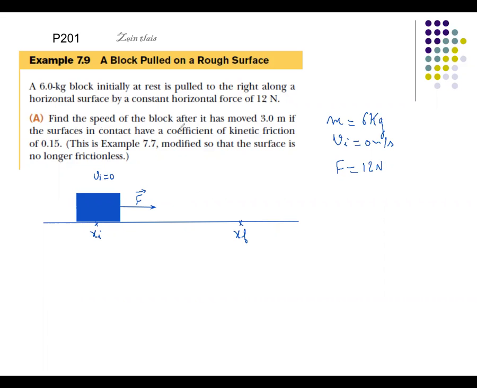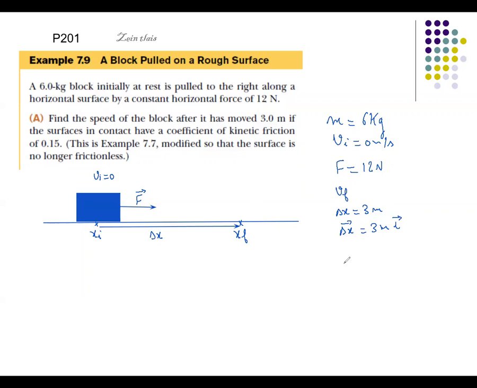Find the speed of the block. We have to find the final speed of the block after it has moved a distance, or after a displacement, of delta x equals 3 meters. Here, the displacement between the initial point and final point is delta x. Now we have only one-dimensional motion. You can say delta x equals 3 meters, or delta x equals 3 meters i.